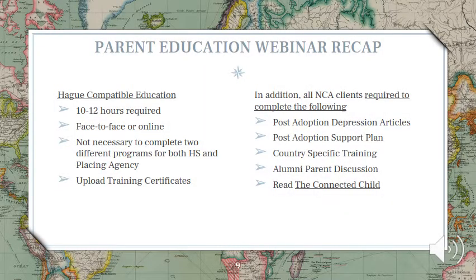As a recap, all families are required to complete 10 hours of Hague education prior to completing your home study. Additional requirements consist of reading about and understanding post-adoption stress and depression, completing a post-adoption support plan, learning about the history and culture of your child's country, speaking with a parent who was previously adopted through Nightlight, and reading a book entitled The Connected Child.